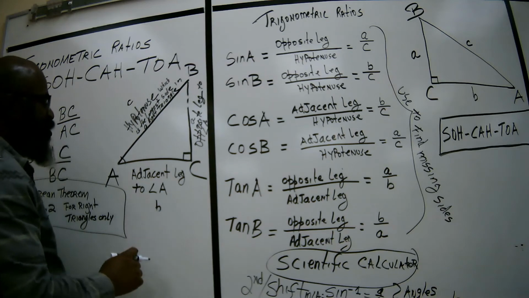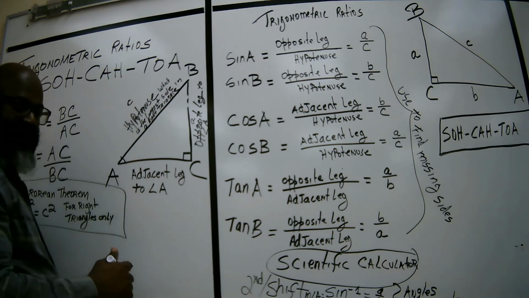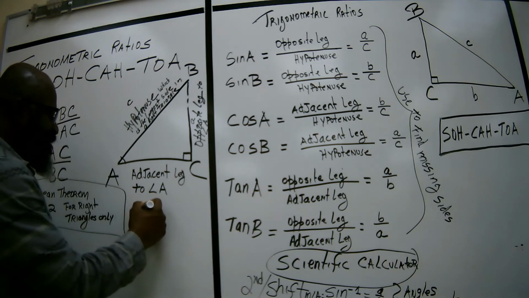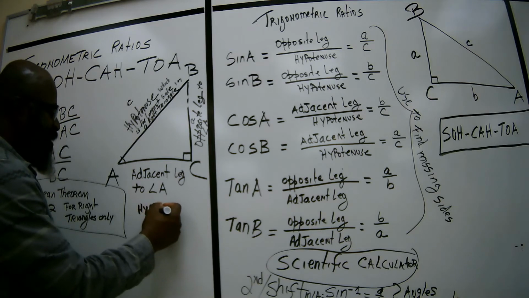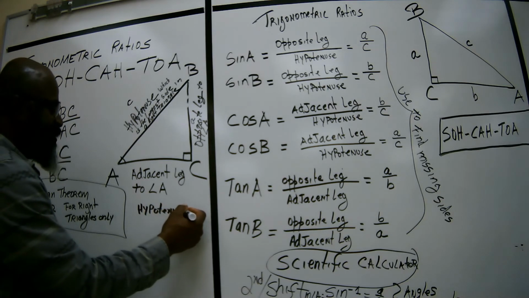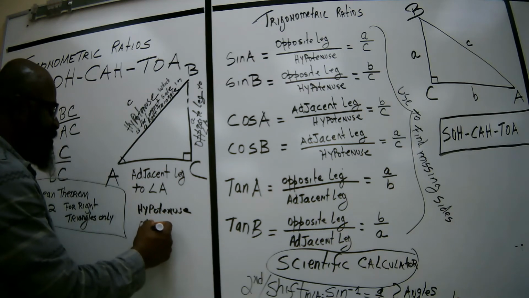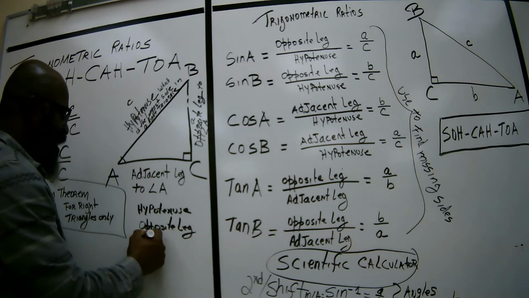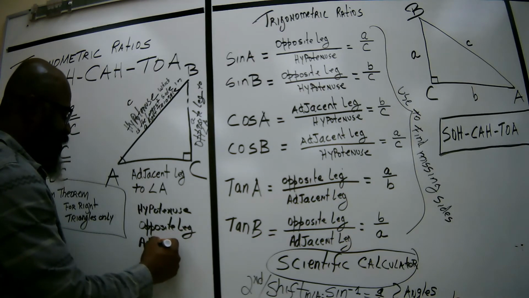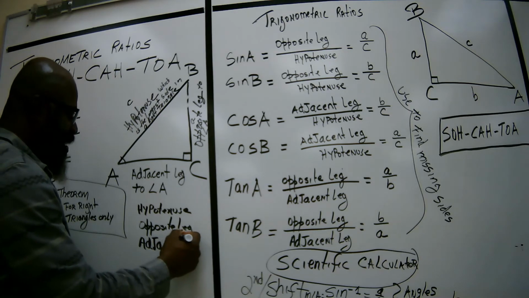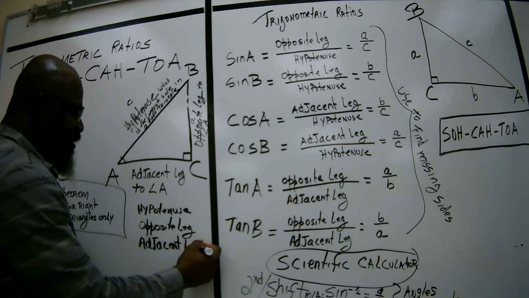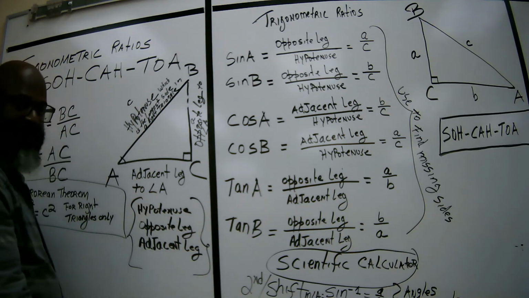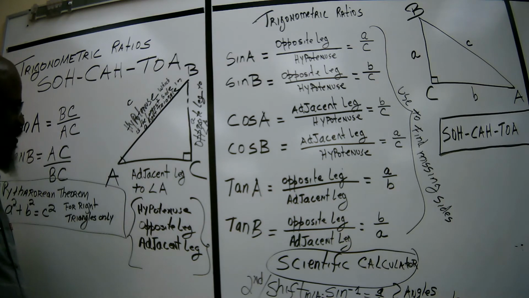So remember what you have to identify. You need to know which side is the hypotenuse in the right triangle, the opposite leg, and the adjacent leg. Those are the three key terms that will determine if you are going to succeed in this section of trigonometric equations. Those are the three main terms that you need to know. Let's recap.